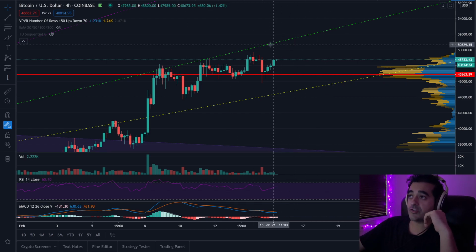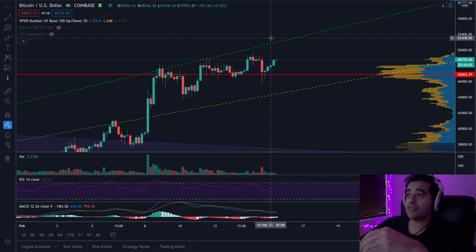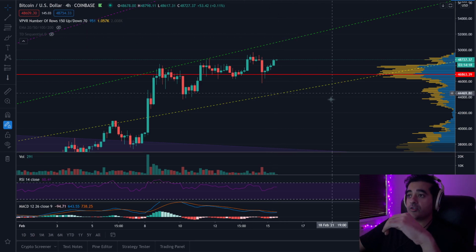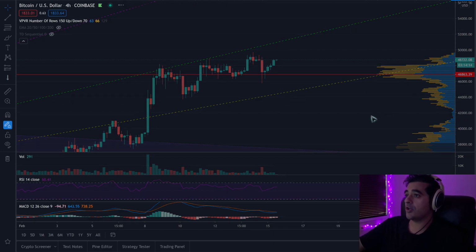And if it crosses over this green line at this point, we're talking about Bitcoin trading at 51,000 and starting to flip that area as support. So we've got to watch it to see how soon that happens. Okay, that's it for Bitcoin. Let's move on to Ethereum.